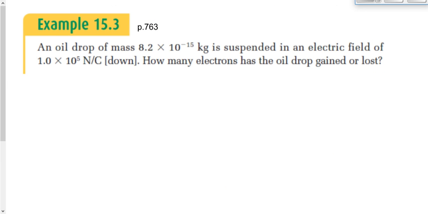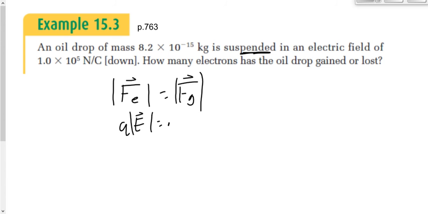Okay, let's have a look at this question, 15.3 on page 763. It says an oil drop with this mass is suspended. We know that if this question said that it was traveling at a constant speed, we'd analyze it the same way, because when it's suspended or traveling at a constant speed, we set Fe equal to Fg, not Fe equal to Fm. That would be the velocity selection chamber. Fe equal to Fg. How many electrons has the oil drop gained or lost? That's a little bit tricky, but we'll see here.